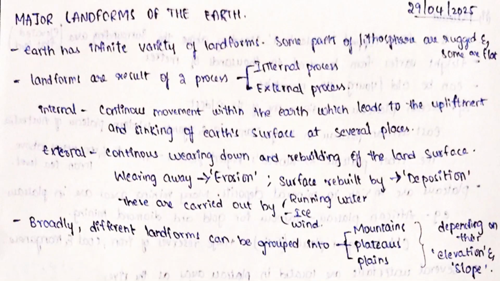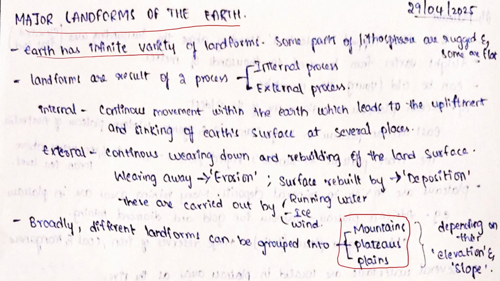Welcome to NCERT for UPSC. Today we are going to discuss the 6th chapter of Class 6 NCERT Geography, which is Major Landforms of the Earth. In this video, we are going to discuss the major landforms such as mountains, plateaus and plains. So let's begin our video.